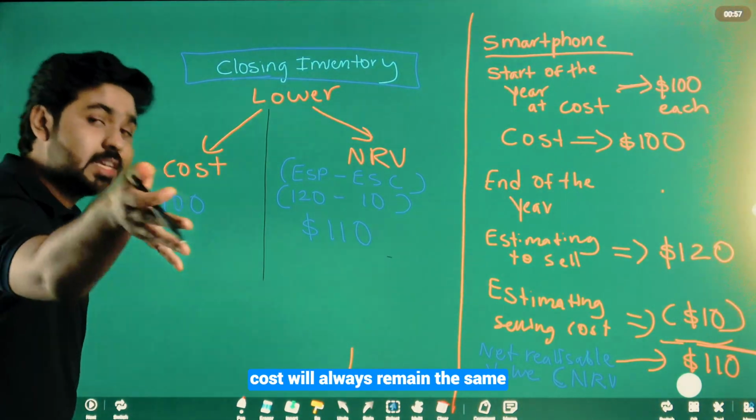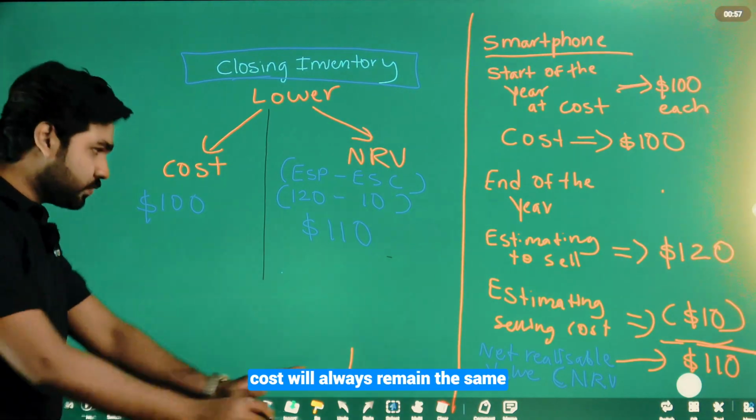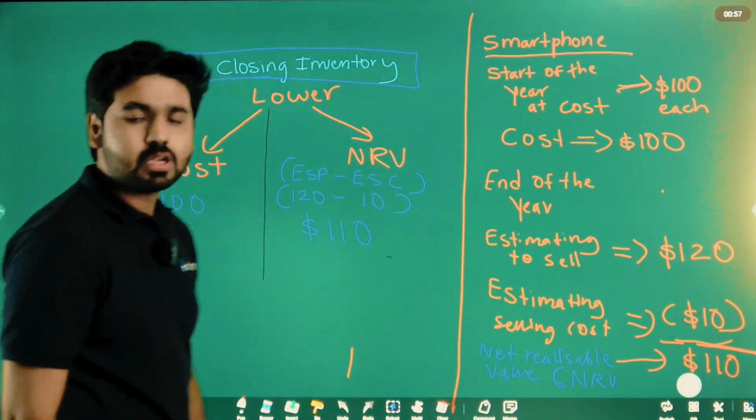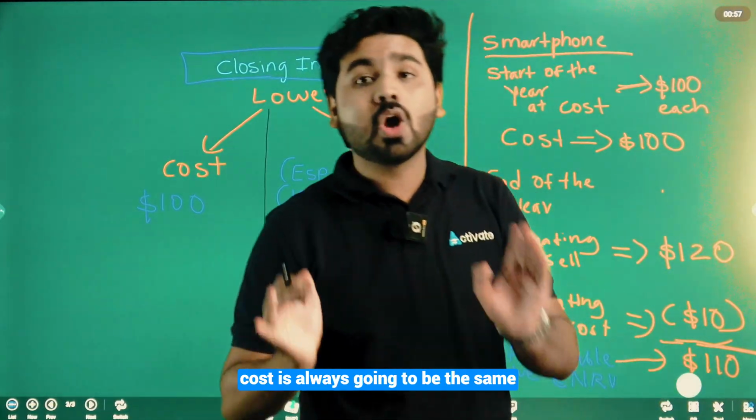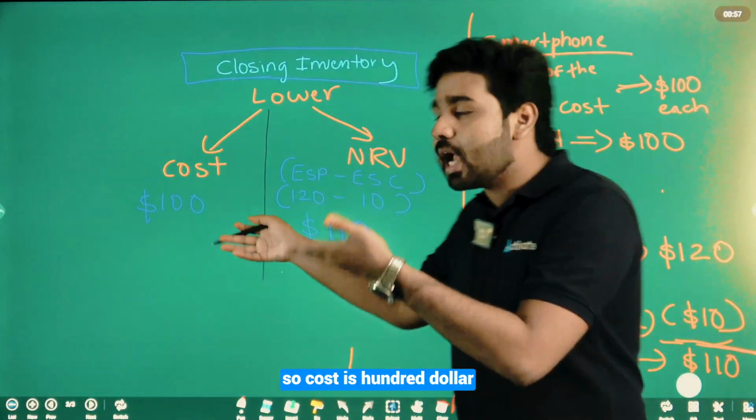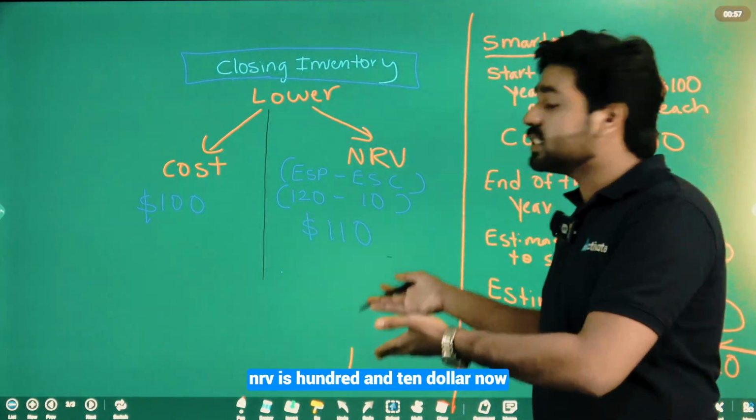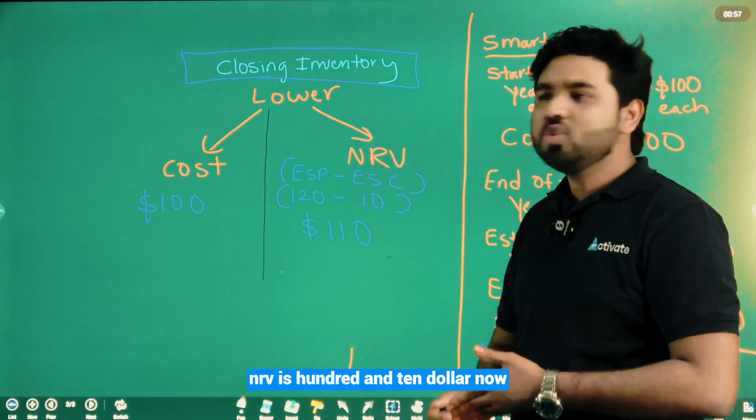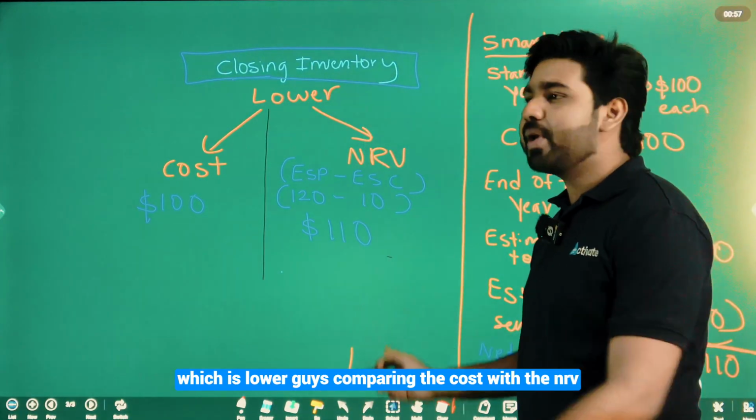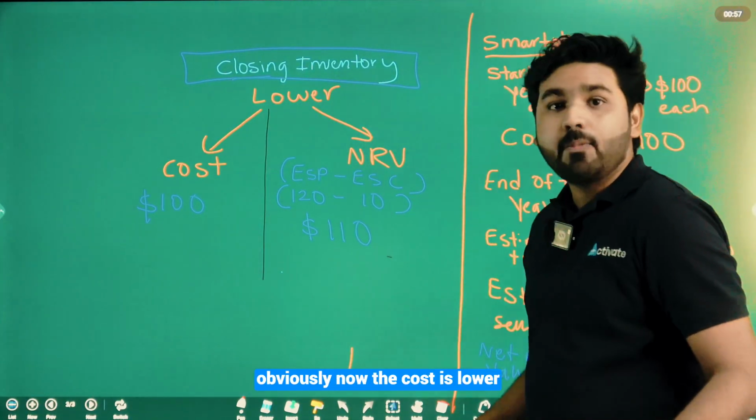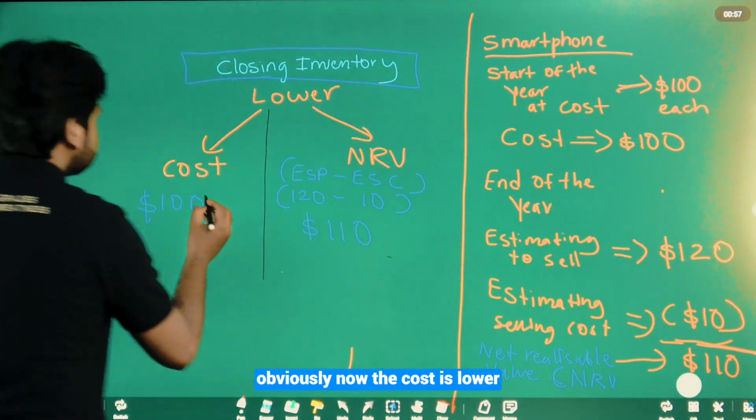$100. Cost will always remain the same. So cost is $100, NRV is $110. Now which is lower, guys? Comparing the cost with the NRV, obviously now the cost is lower.